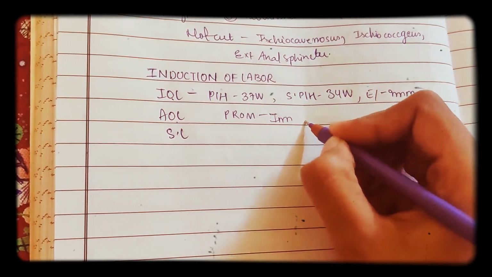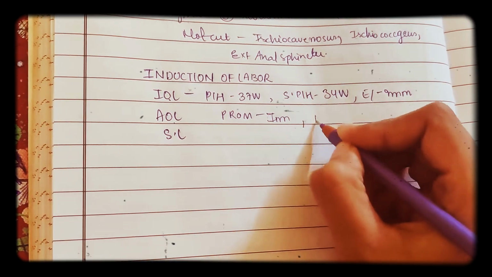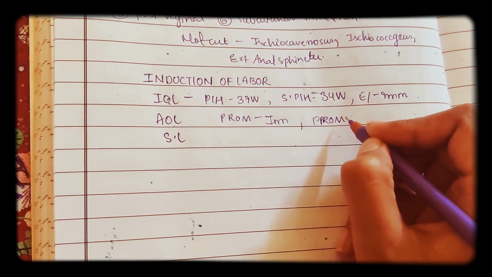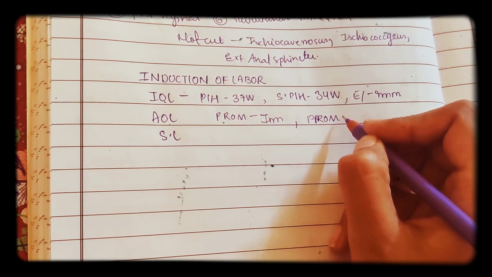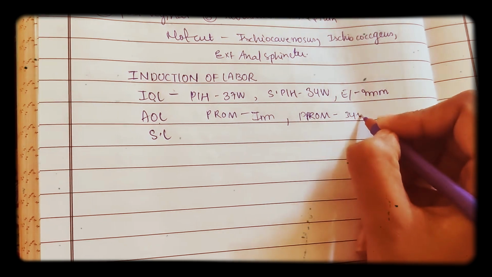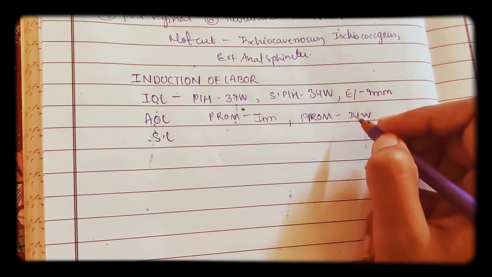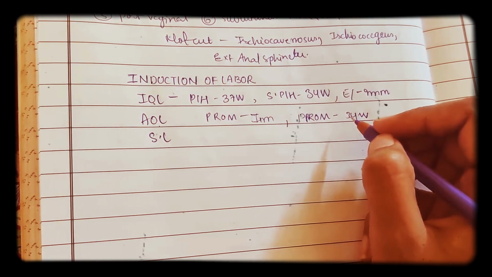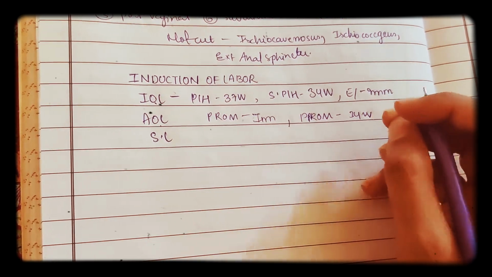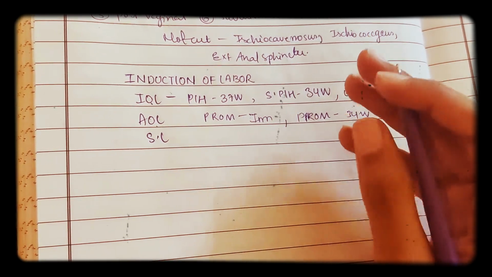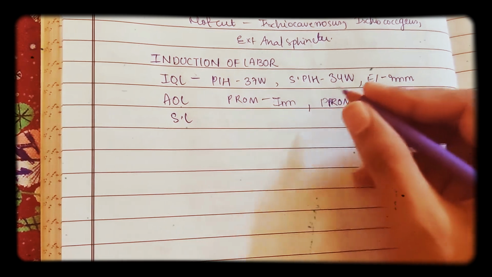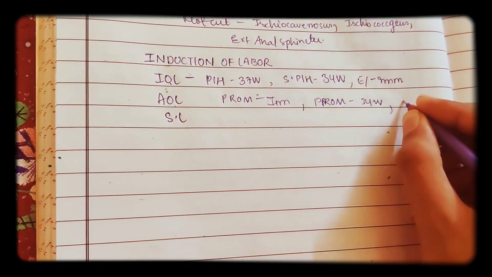Okay, IMM means immediately. Next, coming to preterm premature rupture of membranes, that is PPROM. Here the membrane is ruptured before 37 weeks, so we induce the labor at 34 weeks. Preterm premature rupture of membranes means the membrane is ruptured before 37 weeks, but we will induce the labor at 34 weeks.